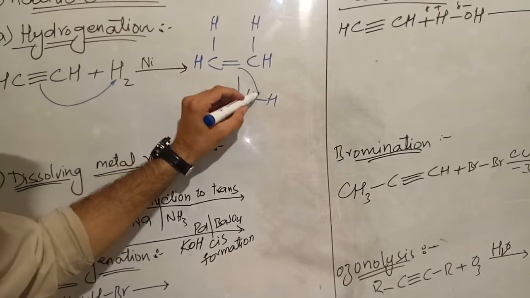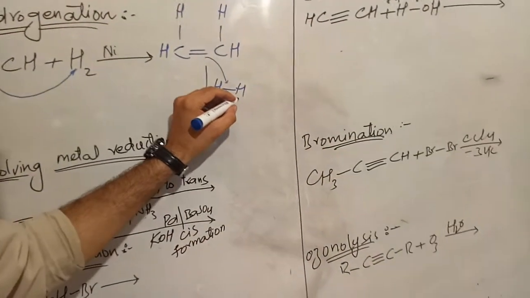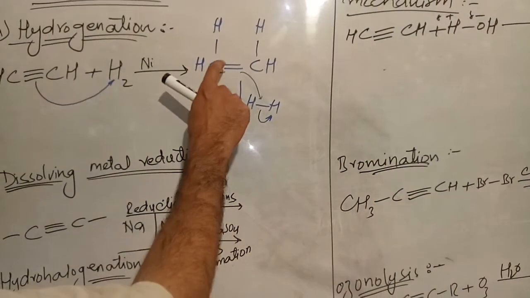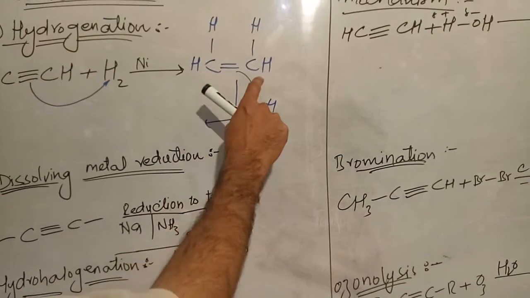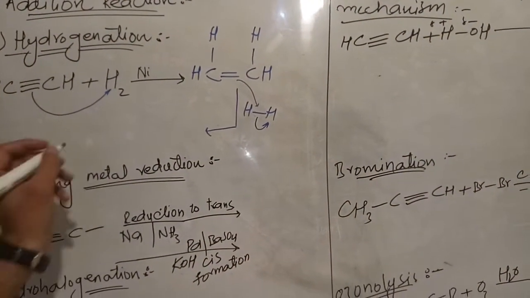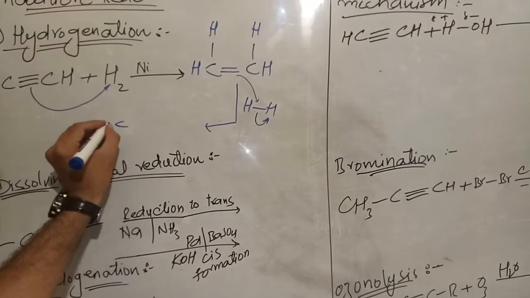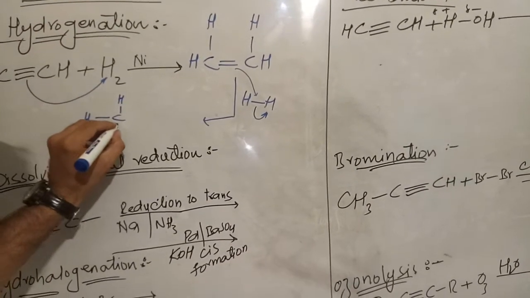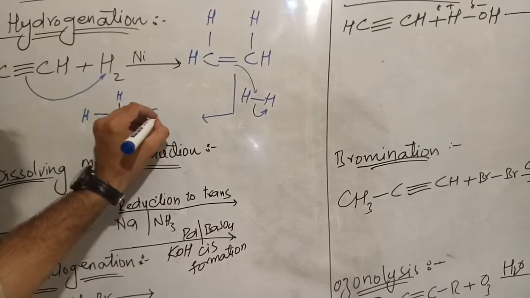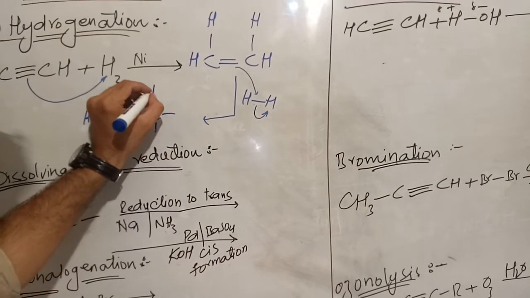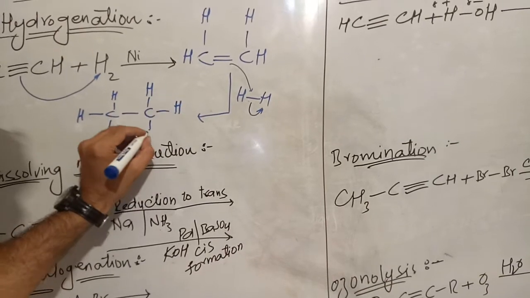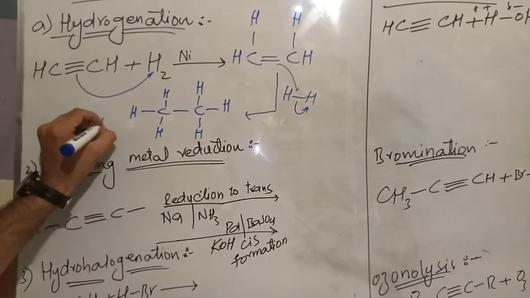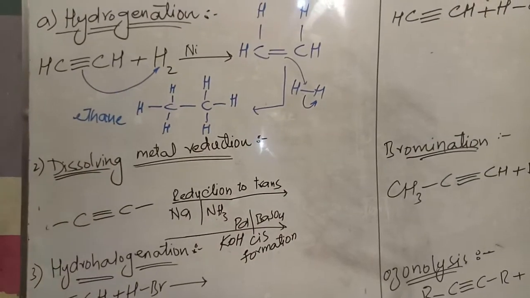This pi bond can again attack, and here is the bond breaking arrow. Two hydrogens will again add after breaking of this pi bond, one hydrogen at this carbon, one hydrogen at this carbon. So our final product will be CH3-CH3, three hydrogens on each carbon, and our product is ethane.